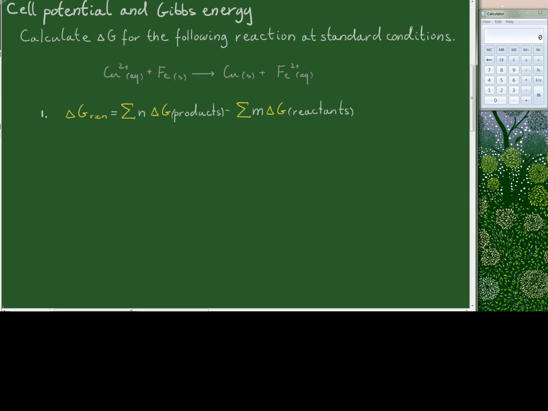Well, I could do this thing. I could sum up all of the delta G of products and then take away all of the delta G of reactants. I could also relate delta G to the cell potential, and I could relate delta G to the equilibrium constant K.